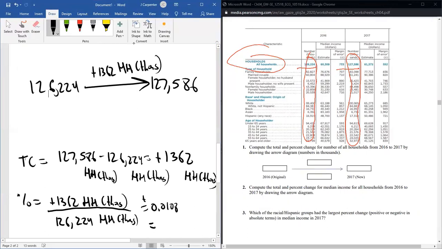So when you turn that into a percentage, you'll get 1.08%. That's an increase. It's not thousands of households, that's just a percent increase. So that's the number that goes on the bottom, 1.08 with a plus sign to be technical, percentage. So yes, 1,362,000 households sounds like a big increase, but when you scale it to how many we already had, it's only a 1% increase. That's not a lot.